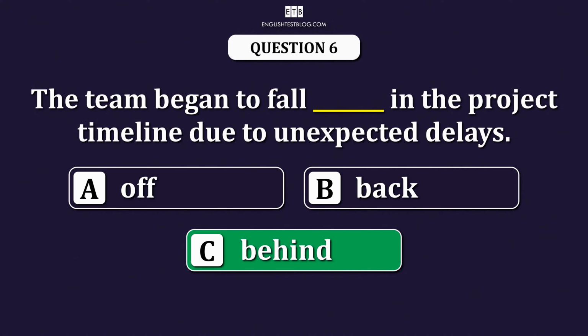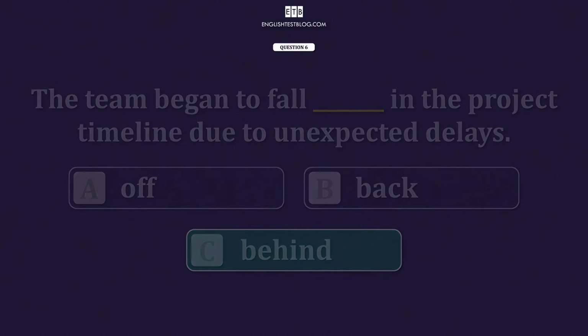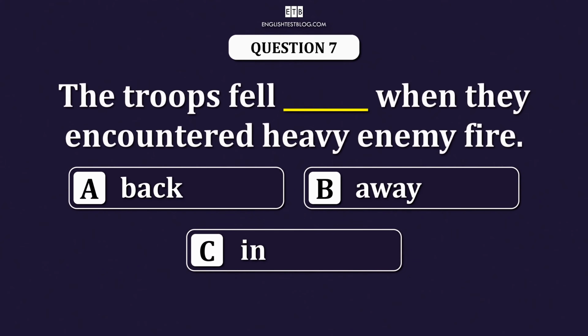The correct answer, fall behind. In this sentence, the phrasal verb fall behind means to fail to keep level with somebody or something. Question 7.